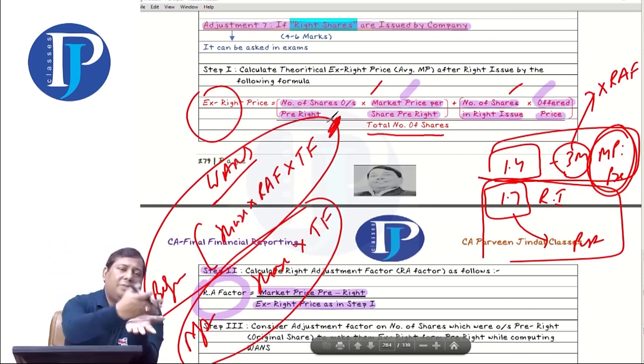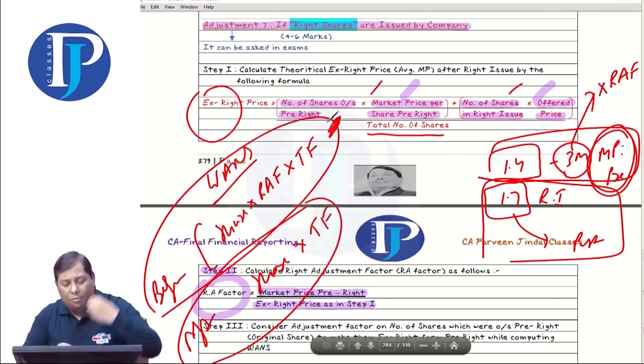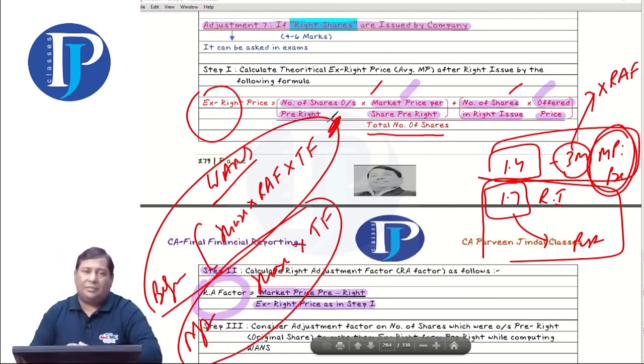Let's say last year's EPS was cum-rights and this year is ex-rights. You need to use the RA factor to make cum-rights into ex-rights. You must find the variation in price, otherwise you can't compare the EPS. This entire concept, step by step in detail, with proper time and effort, has been explained in class.